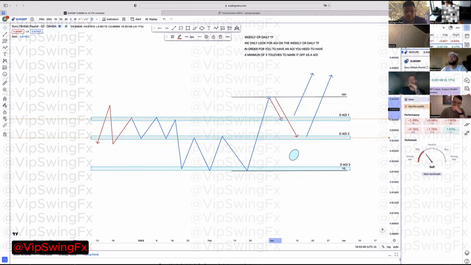Do we also count the wicks to be touched? This is all the bodies. We're just strictly using the bodies. How do we identify the size of the area of interest? I'll break that down once we get to the charts. I just want you guys to understand the overall flow of it.